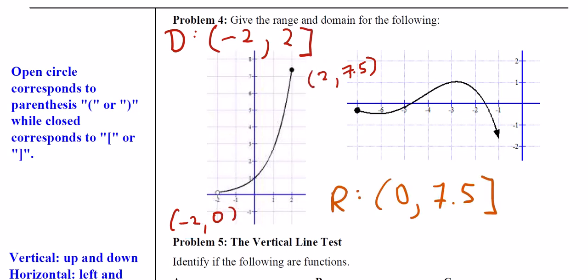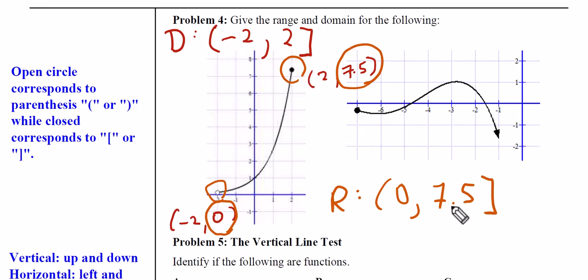In the same manner, the range is the y value. So if I look at these y values, my lowest one is 0, however, it's an open circle, so I never hit that 0, and that's why I'm using parenthesis. My highest y value here is about a 7.5, and it does actually hit it because it's a closed circle. So the range is going to be 0 to 7.5.